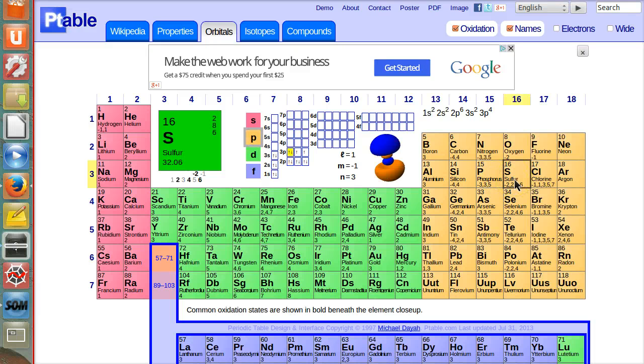When I'm 6 elements over in the third row of the periodic table with sulfur, I have 1, 2, 3, 4, 5, 6 electrons in the third shell. When I'm 7 over, group 17, then I have 1, 2, 3, 4, 5, 6, 7 electrons in the third shell.